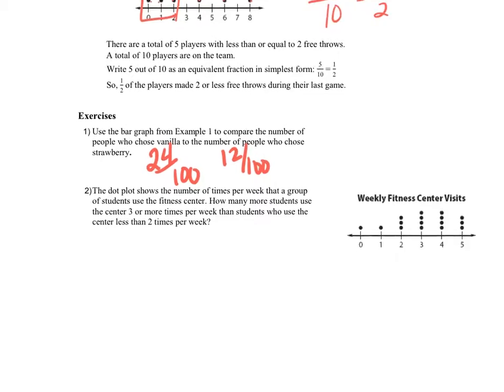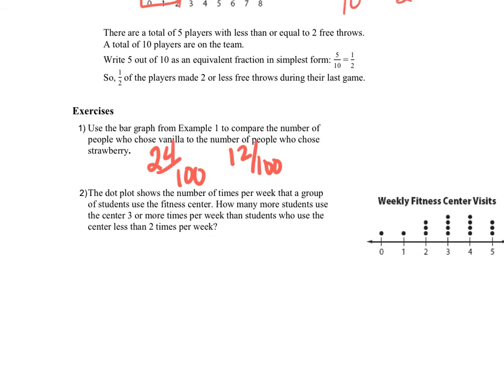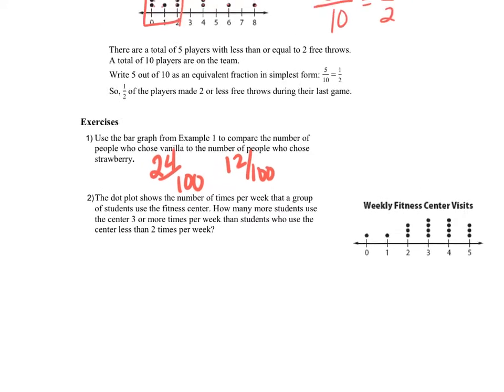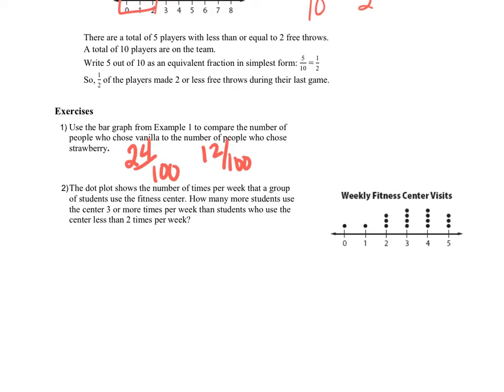Number 2, the dot plot shows the number of times per week that a group of students use a fitness center. How many more students use a fitness center 3 or more times a week, so it includes 3, then 2 times per week, okay? So, then less than 2 times, I'm sorry, that wording.